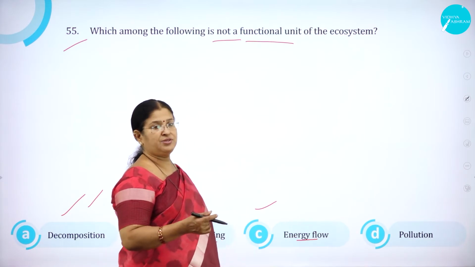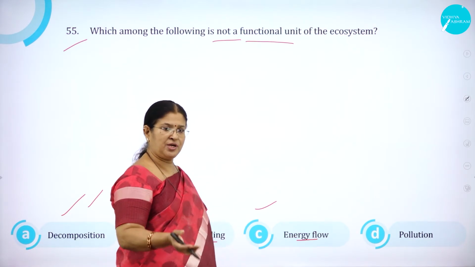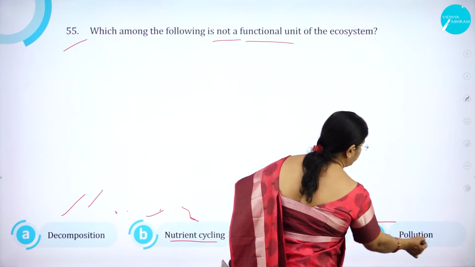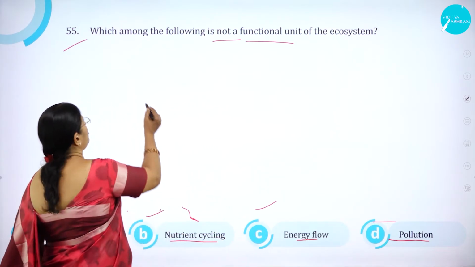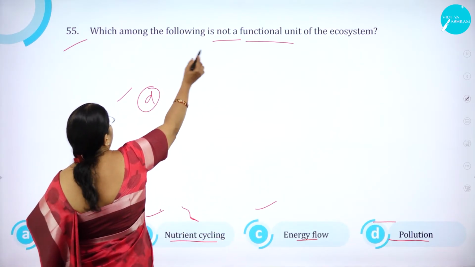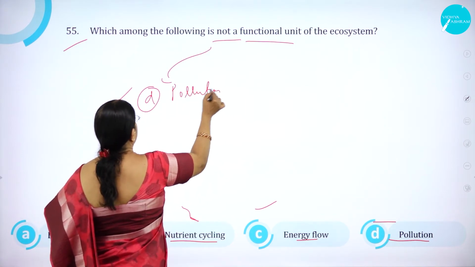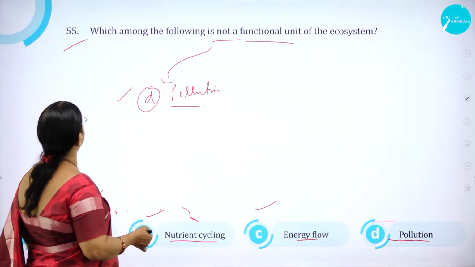Energy flow, as you know, energy flows from one trophic level to another trophic level. So which is not a unit of ecosystem? D, pollution. Pollution is not a unit of ecosystem. So option D is not a functional unit of ecosystem.